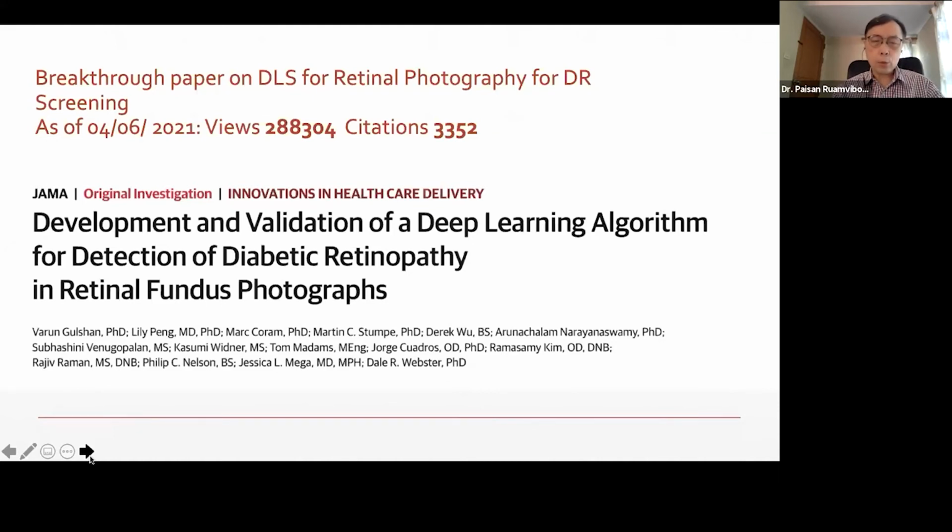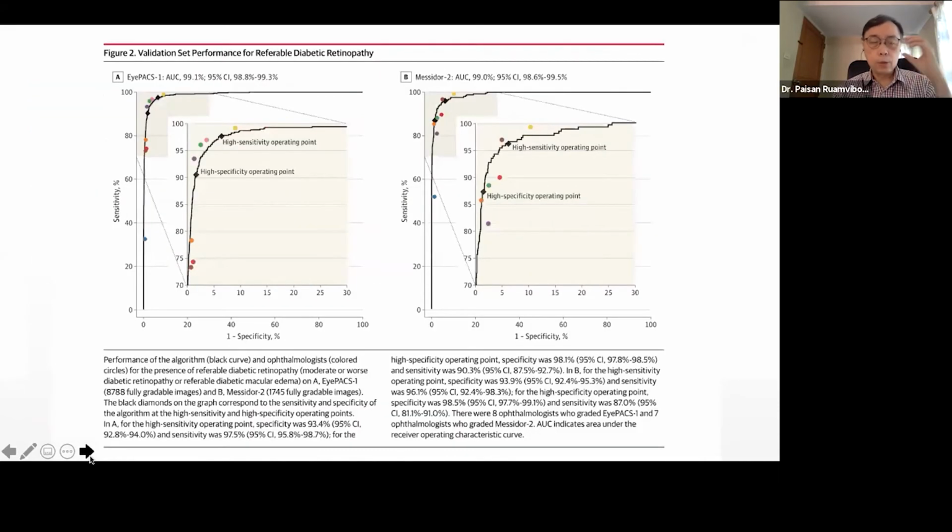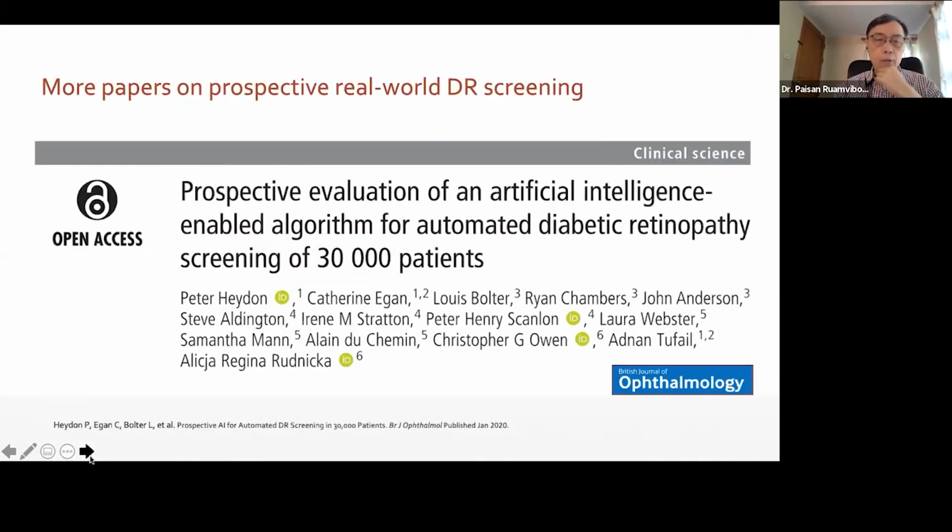In this paper, they used a deep learning algorithm to detect referable diabetic retinopathy from color retinal images. Why is it a breakthrough? Because the AUC in this paper was found to be more than 99% in 2 external validation sets. However, this is a retrospective study. Nowadays, we find more papers on prospective real-world screening of diabetic retinopathy, just like this paper from the UK.